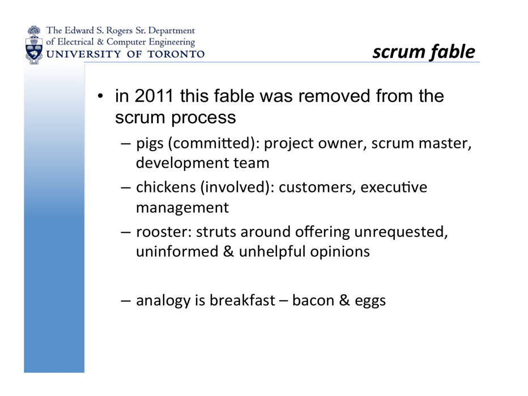In 2011, this fable was formally removed from the official Scrum guide. It was felt that the pig and chicken terminology was disrespectful and created an unhealthy us versus them dynamic between the development team and stakeholders. The underlying insight that different people have different levels of commitment is still valid. The fable just became an awkward way to express it.